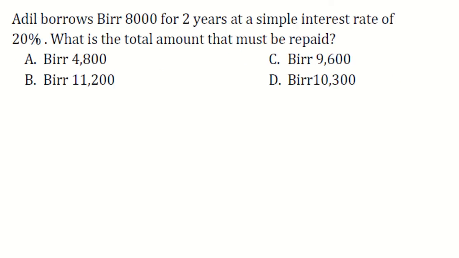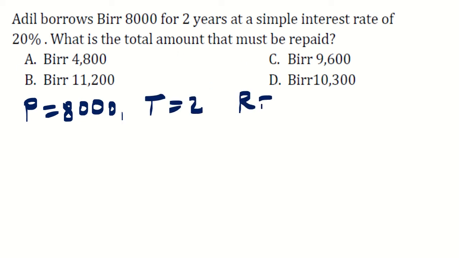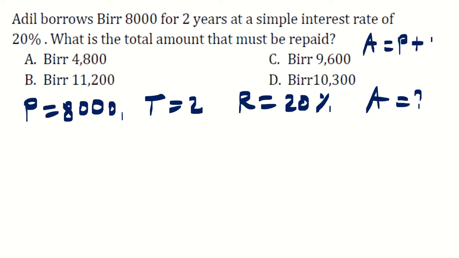The next question: Adel borrows 8,000 for 2 years. So the original money we can take as the principal, which is 8,000, and he borrowed for 2 years, which means the time is 2, and simple interest at a rate of 20%. That means the rate is also given to you, 20%. Then what is the total amount that he must repay? That means we need the amount. But remember, amount is equal to the principal plus the interest, the original money plus the interest.